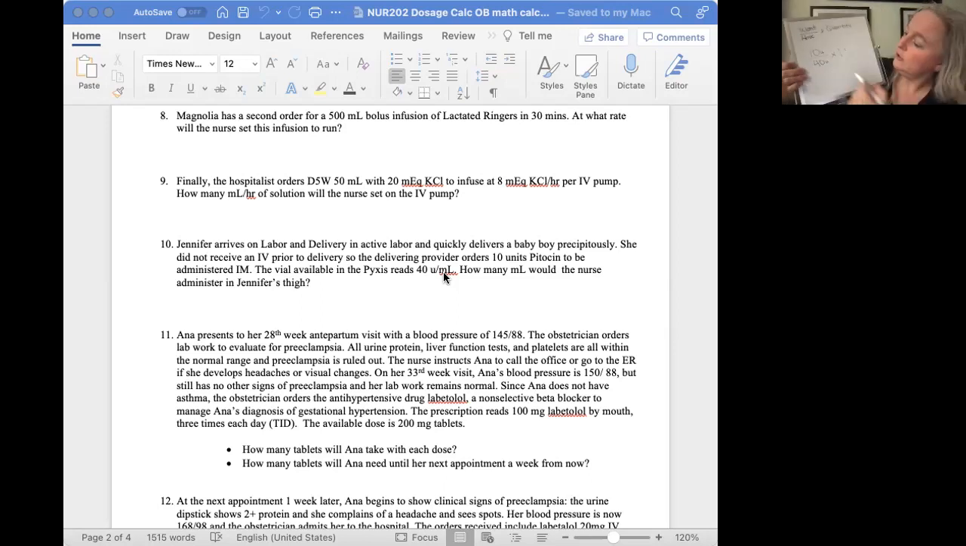Okay, so we're going to say 10 divided by 40 is 0.25. If I multiply it by 1, it's still going to be 0.25. So we are going to draw up 0.25 mLs of Pitocin.